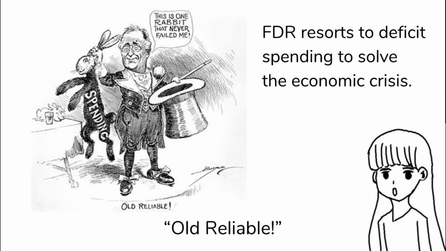In this political cartoon titled Oh Reliable, FDR is pulling out a rabbit titled Spending and saying, "This is one rabbit that never failed me." So FDR resorts to deficit spending to solve the economic crisis. Critics disagree, but oh well.